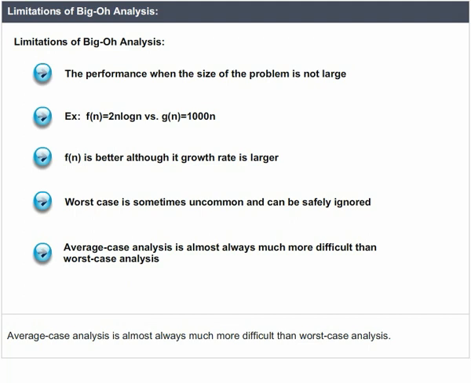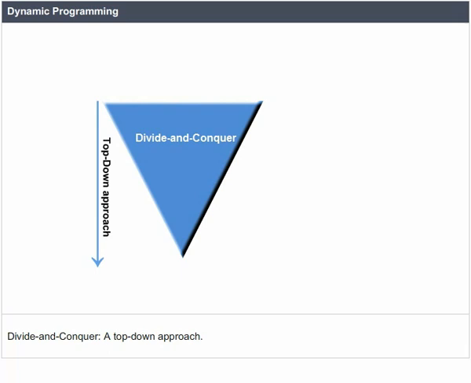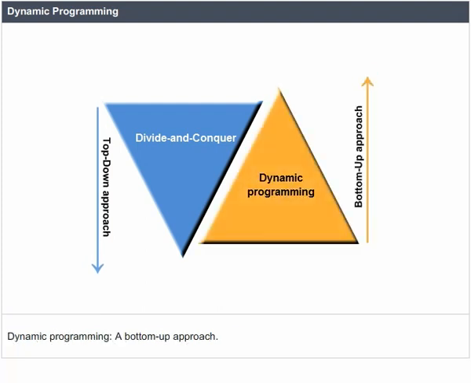Dynamic programming. Divide and conquer, a top-down approach: many smaller instances are computed more than once. Dynamic programming, a bottom-up approach: solutions for smaller instances are stored in a table for later use.